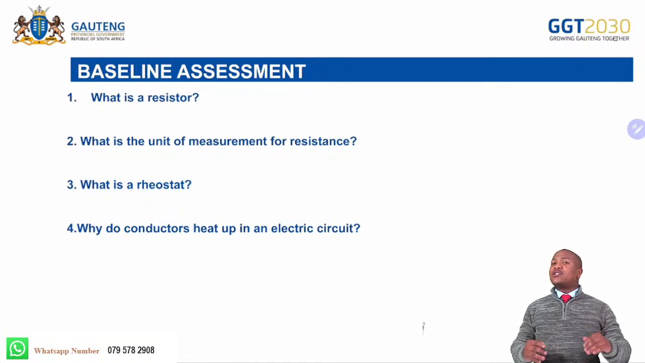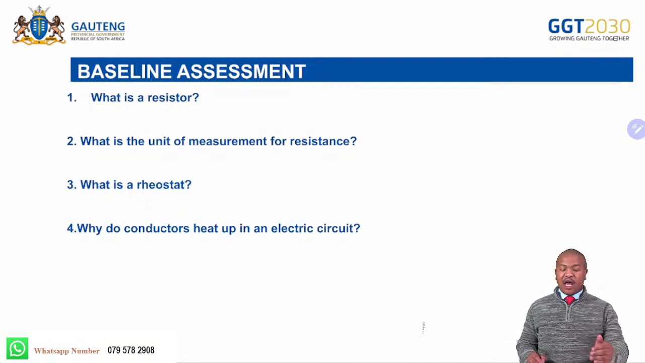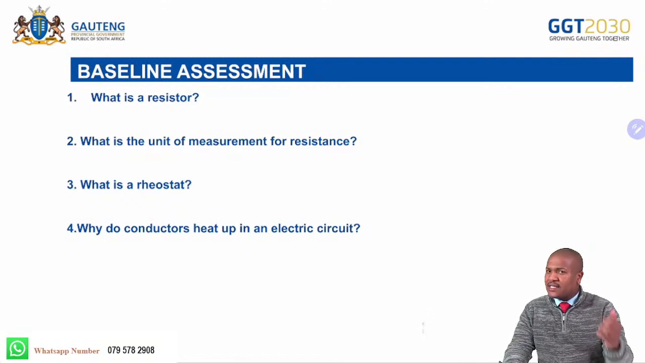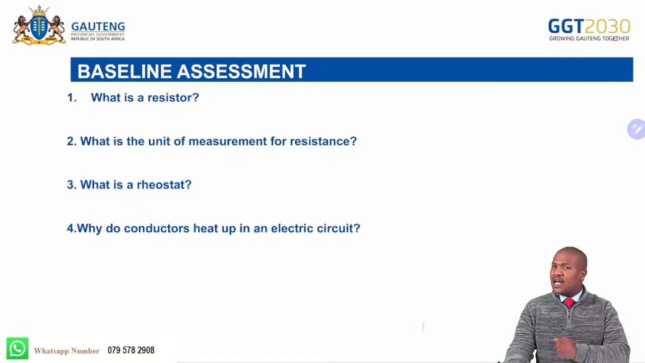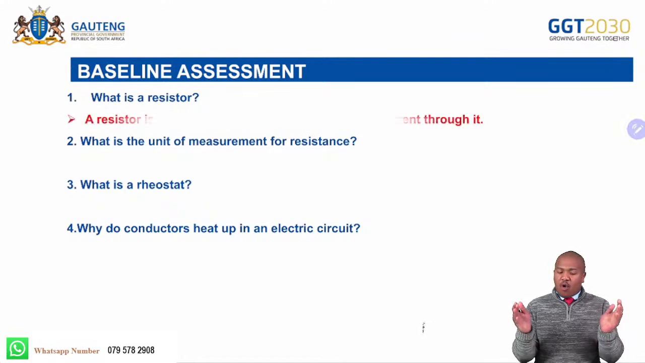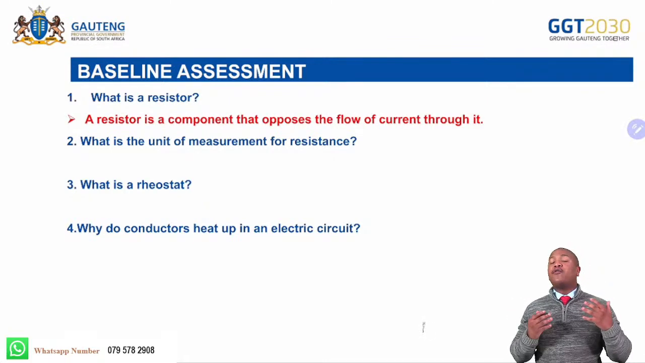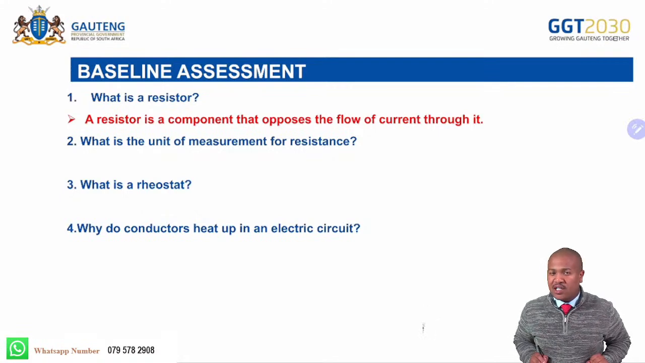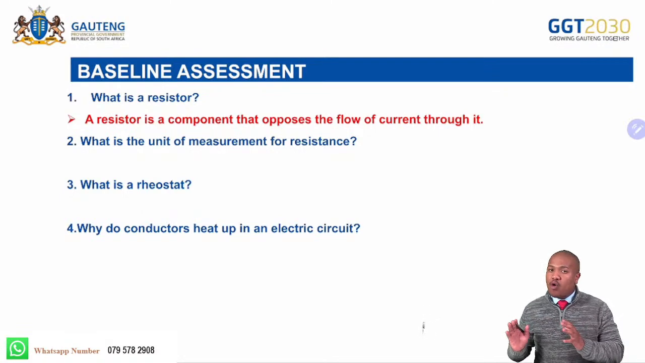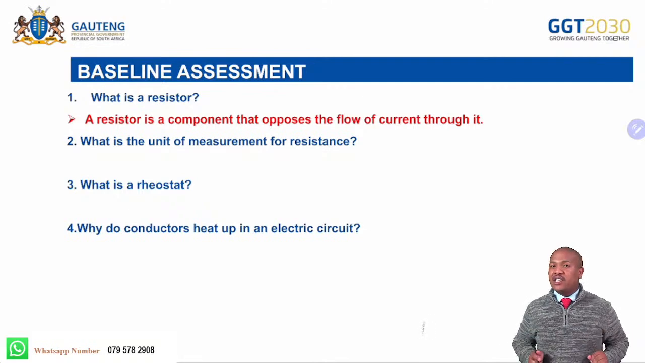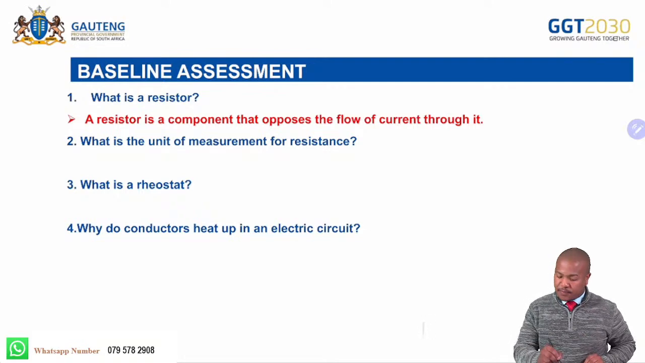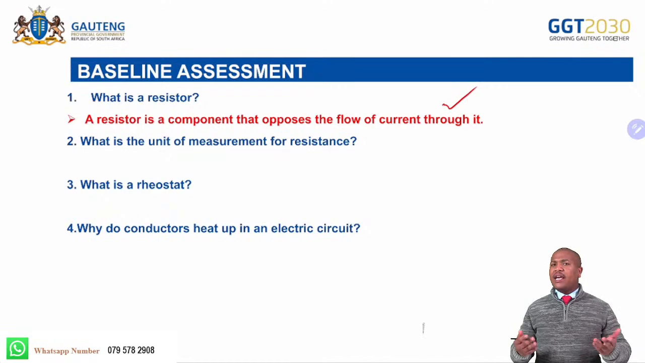For now, let's mark this baseline activity. Number one is saying, what is a resistor? So what is a resistor, guys? A resistor is a component in an electric circuit that opposes the flow of current through it, right? It has the ability to oppose the flow of current in an electrical circuit. Then you give yourself a tick, right?